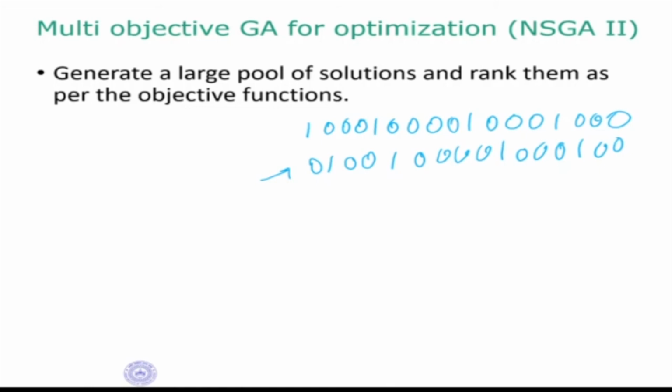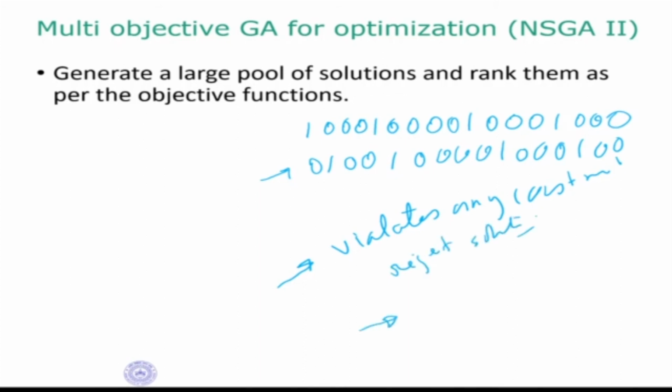Then it evaluates the objective functions with the constraints. Suppose it violates any constraint. For example, what is the constraint? If the accessibility angle is not 0, that means the object can still escape, then it will reject that solution. Now, if it is not violating any constraint, then it will evaluate the objective functions.